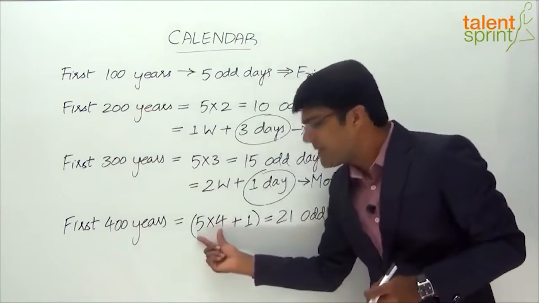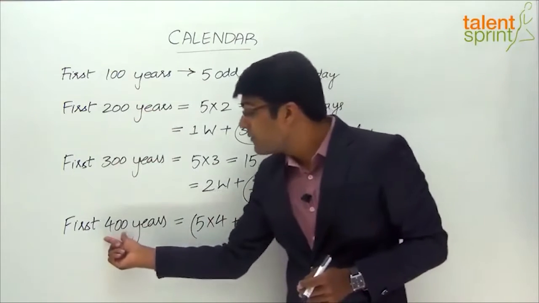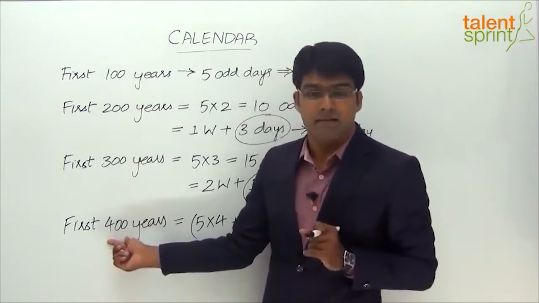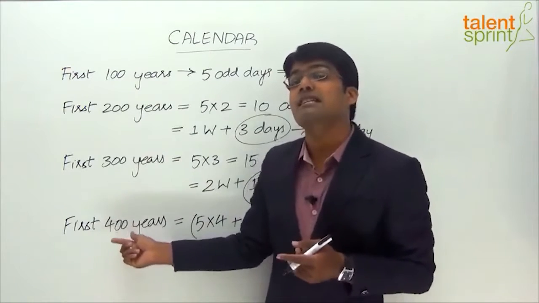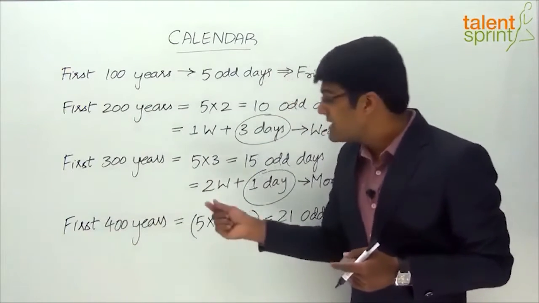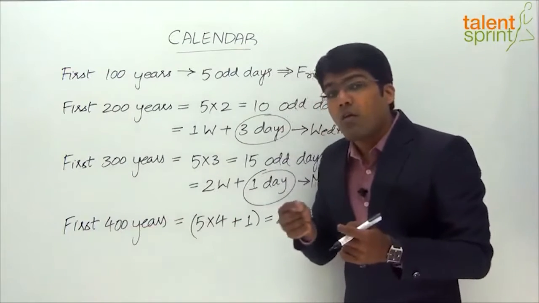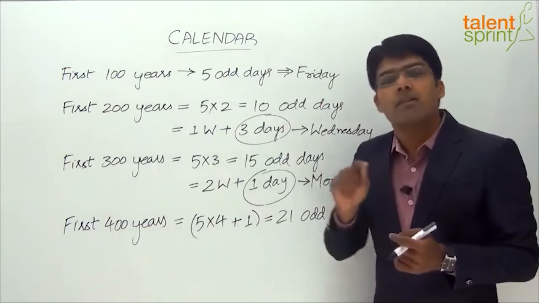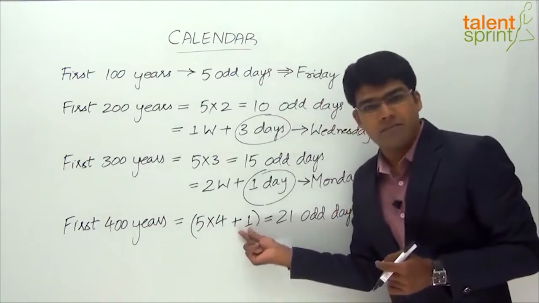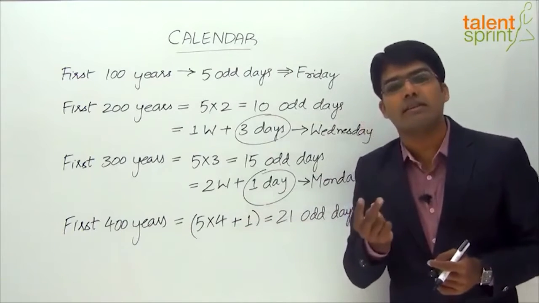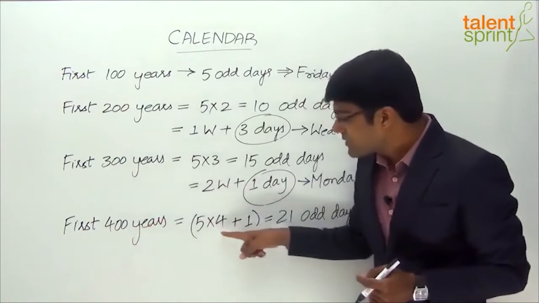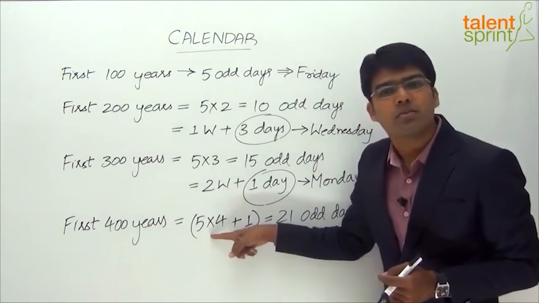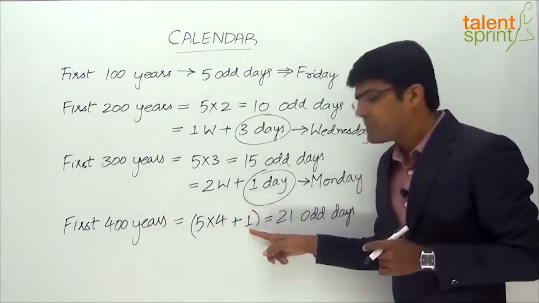If you take simply 5 into 4, we are considering the 400th year also as an ordinary year. But we now know that the 400th year is a leap year since 400 is divisible by 400. That means this 400th year will have 1 more day than an ordinary year. So that is the reason we have taken plus 1. Actually a leap year has 2 odd days. But understand, one of those odd days for the 400th year has already been considered in this part, 5 into 4. The additional odd day has been taken here.